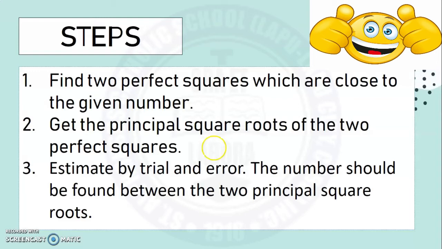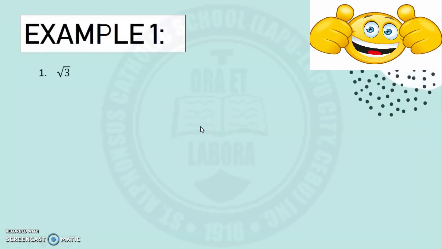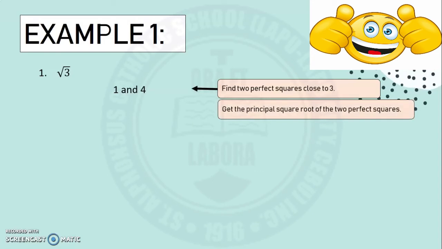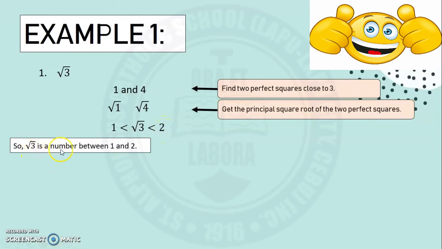Okay, now let's apply these steps to the following examples. Example number 1. Square root of 3. First step, find two perfect squares close to 3. And these are 1 and 4. Next, get the principal square root of the two perfect squares. And these are square root of 1 and square root of 4. Square root of 1 is 1, square root of 4 is 2. So, square root of 3 is a number between 1 and 2.